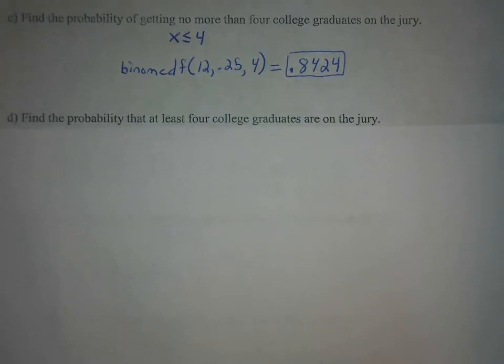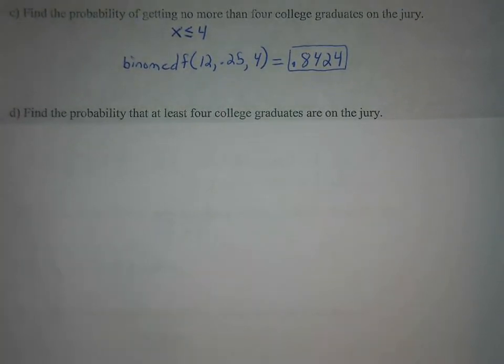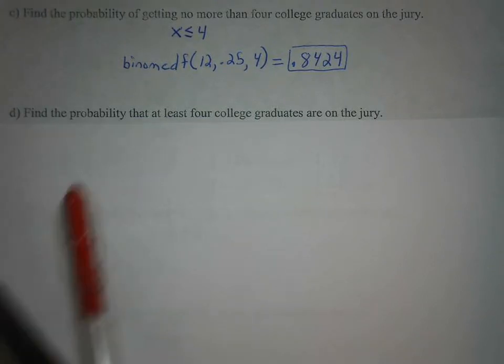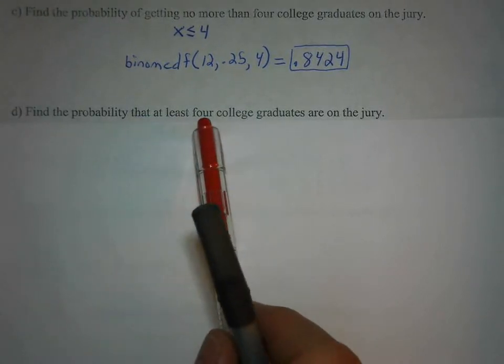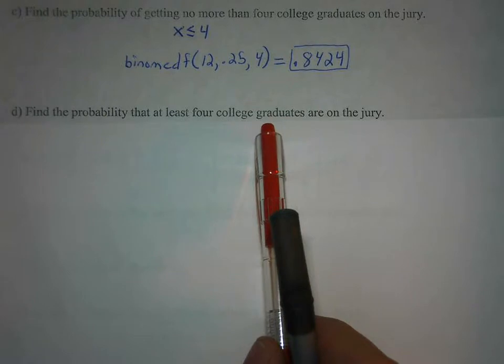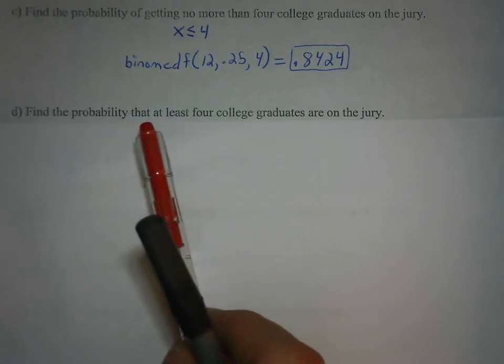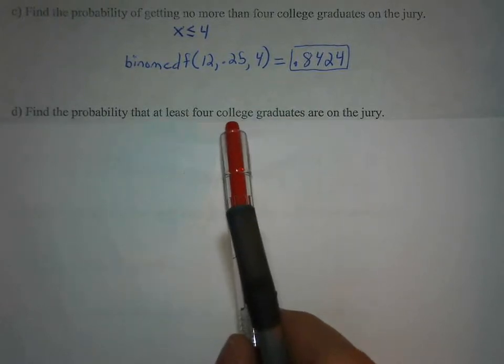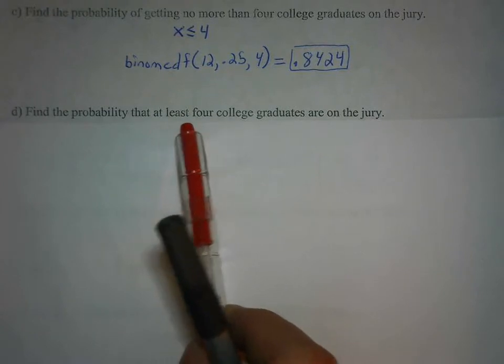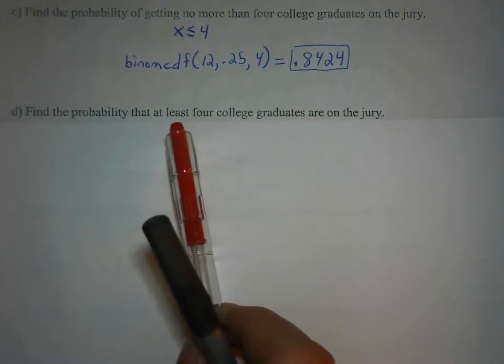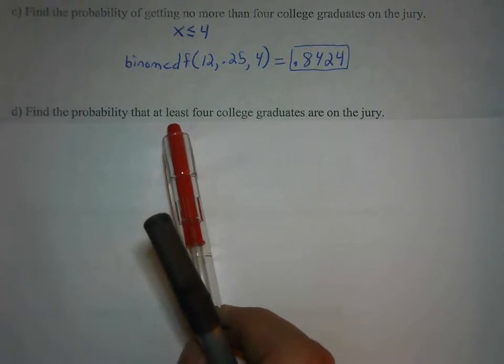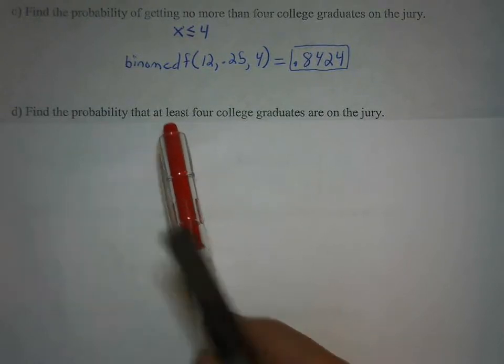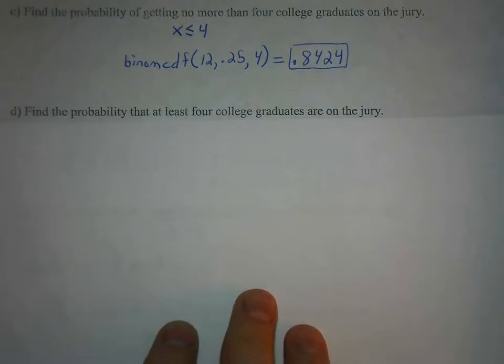Okay, part D. This is probably the toughest type. Find the probability that at least 4 college graduates are on the jury. So at least 4. You have to really pay attention to that wording. At least is not the same thing as less than 4. At least 4, you want to think about at least 4 being how many.